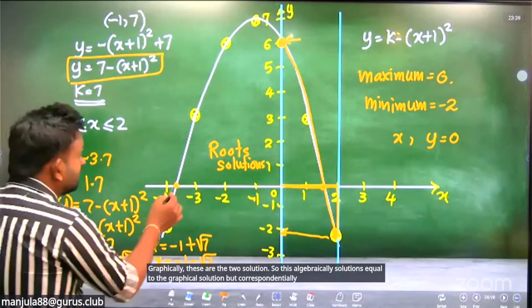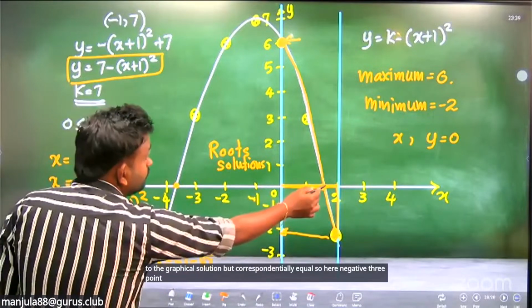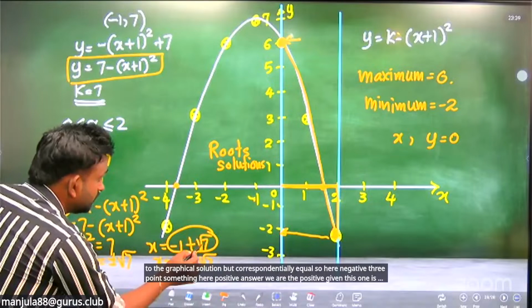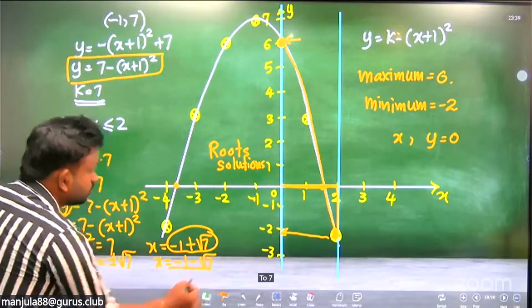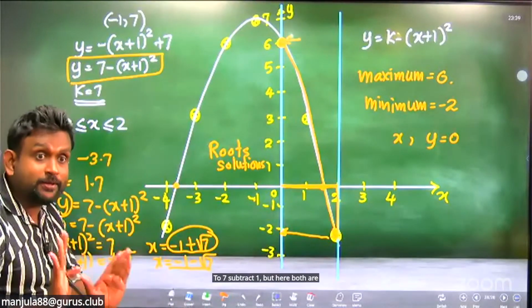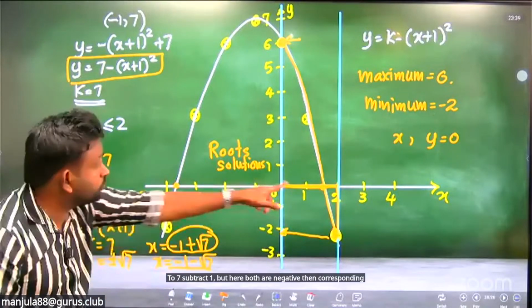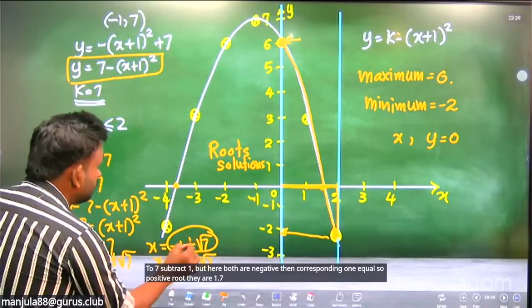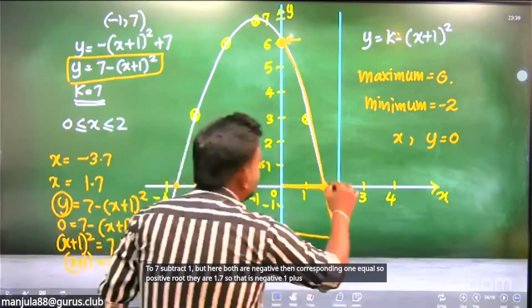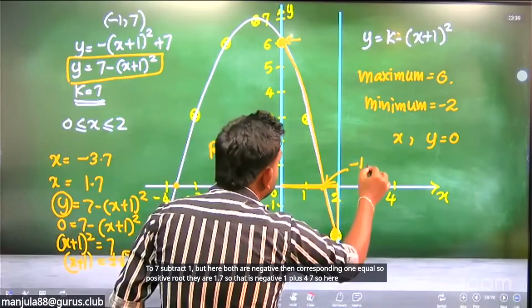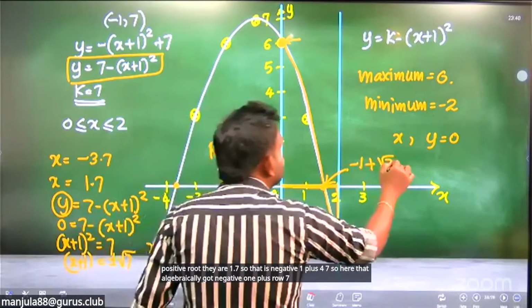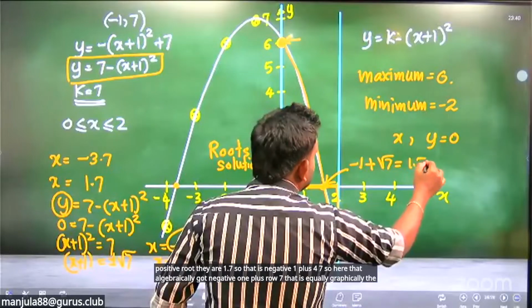So here negative 3 point something, here the positive answer. Where it is positive, this one is the positive one, root 7 subtract 1, but here both are negative. Then corresponding, the positive root is 1.7. So that is negative 1 plus root 7. So algebraically we got negative 1 plus root 7, which graphically equals the root 1.7.